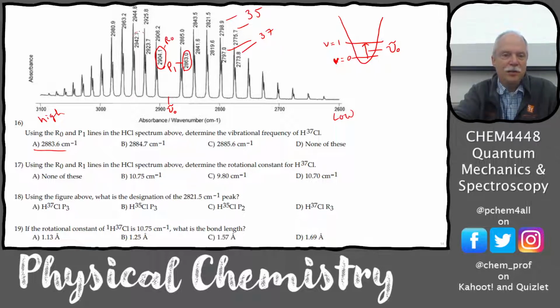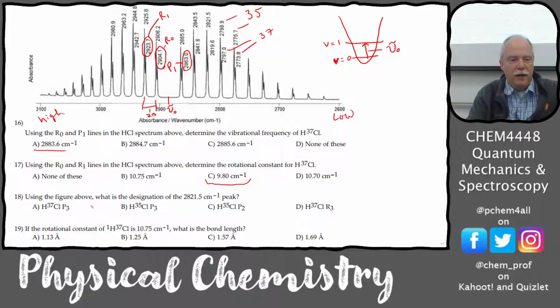So R0 and R1, so this is R1 for 37. I take the difference, and that difference here is 2B. So I just take the difference and divide by 2, and I get, what does it come out to be? Is it 9.8? Yeah, I was thinking it was 9.8.